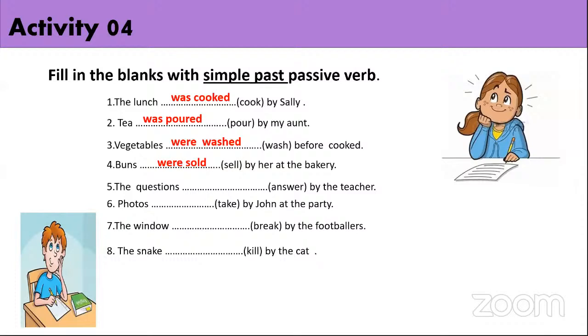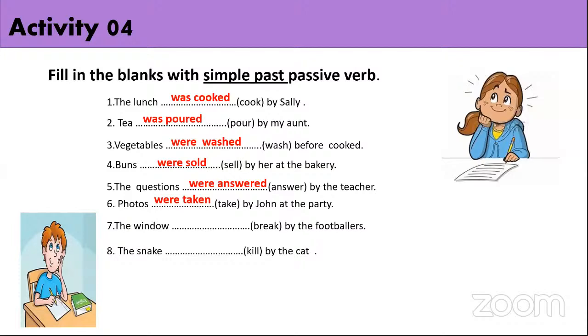5th one, the questions. Singular, plural? It is plural. Then was or were, verb. Answer, answered by the teacher. Photos, again plural. Was or were? Then were. Take, taken by Joan at the party.